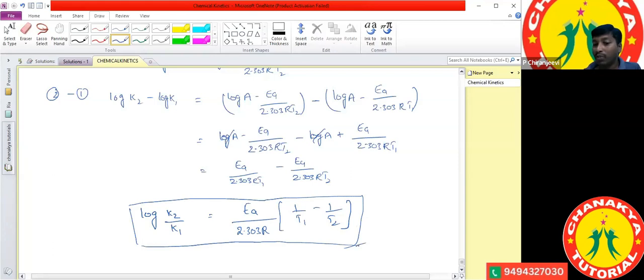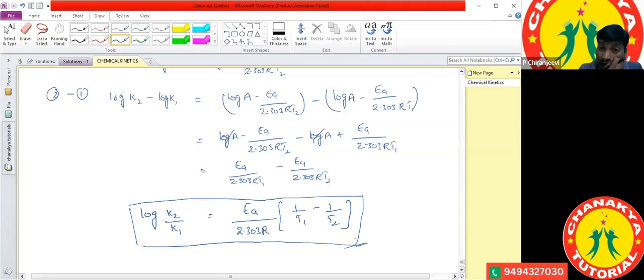So based on this formula we also have some calculations. These formulas, based on this, tomorrow we will solve some questions here. Now we'll complete another concept. So what is the other concept here?